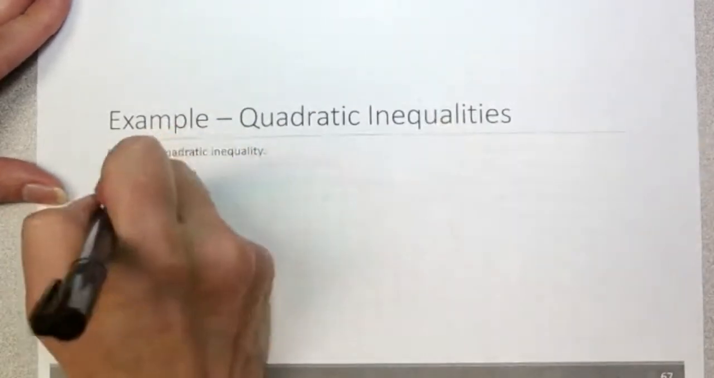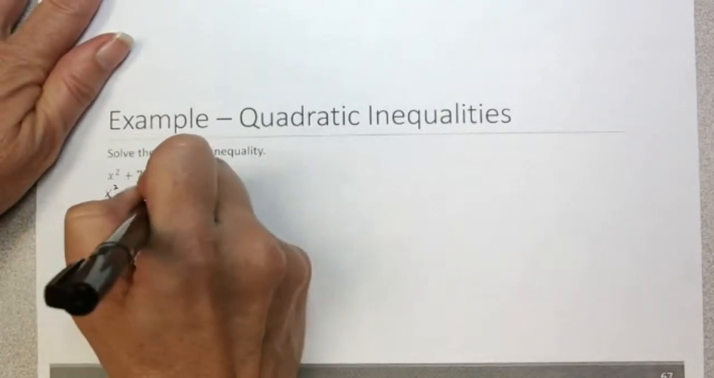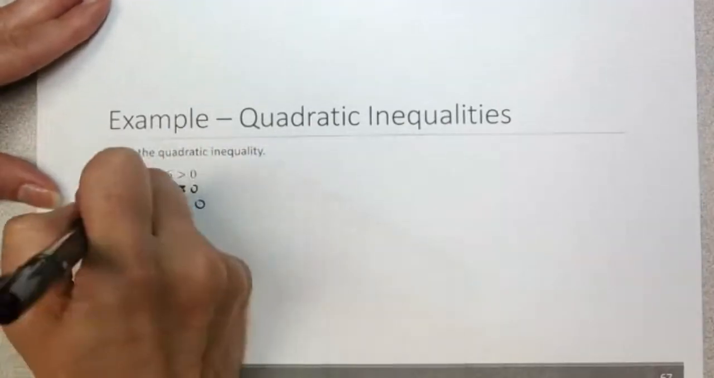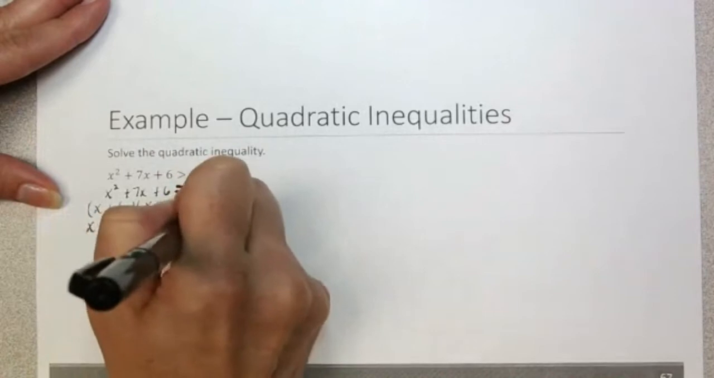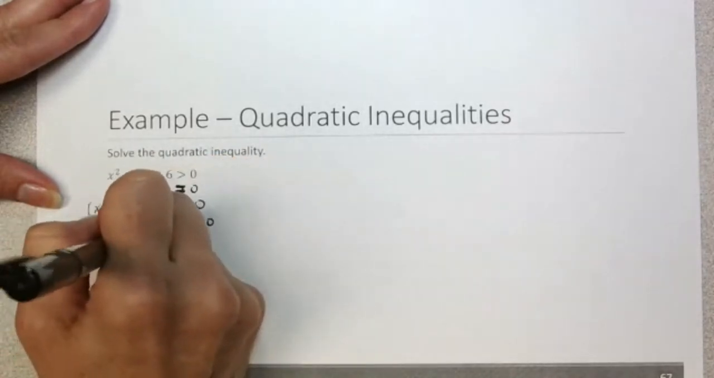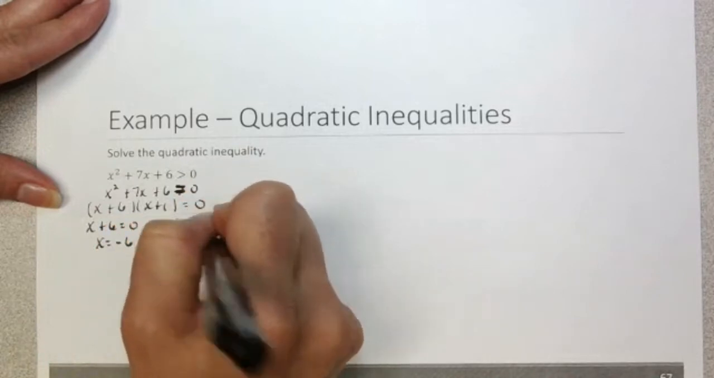All right, that's going to factor into x plus 6 times x plus 1. Then we can use the zero product principle to say either x plus 6 equals 0 or x plus 1 equals 0. Subtracting 6 from both sides, we see here that x would be negative 6. Subtracting 1 from both sides, x would be negative 1.